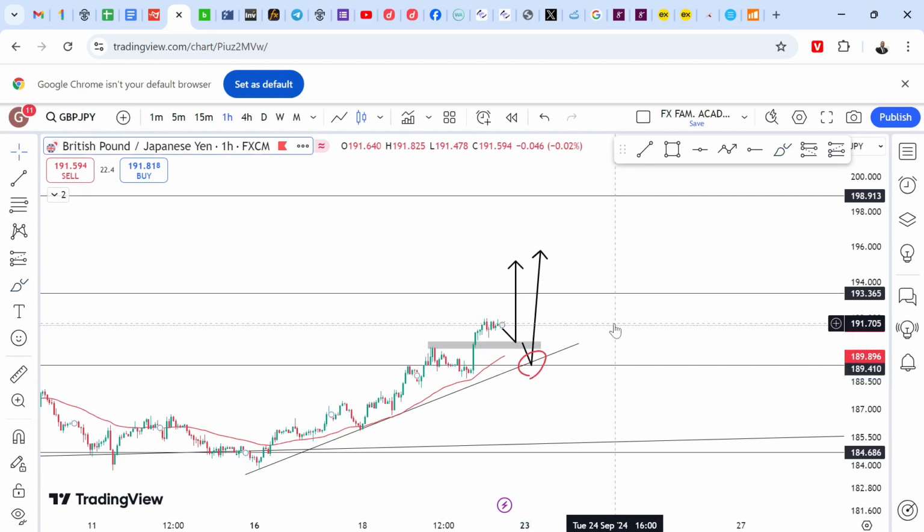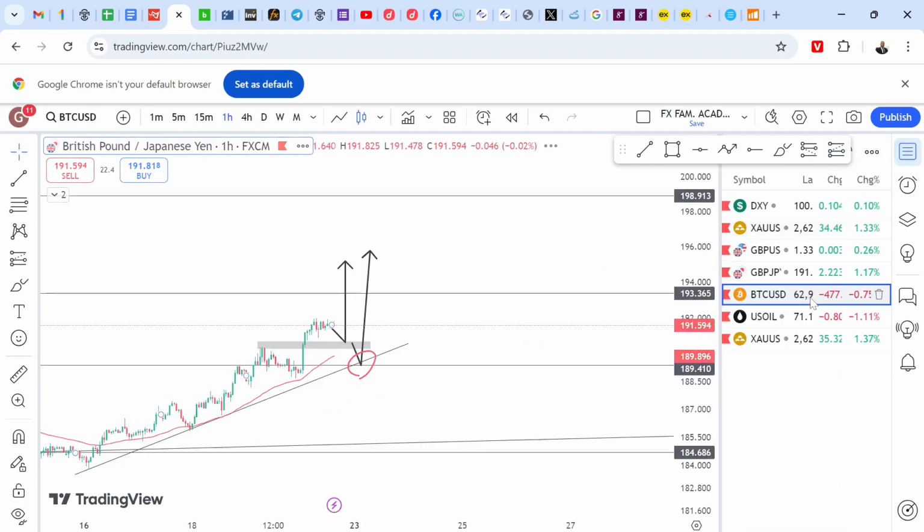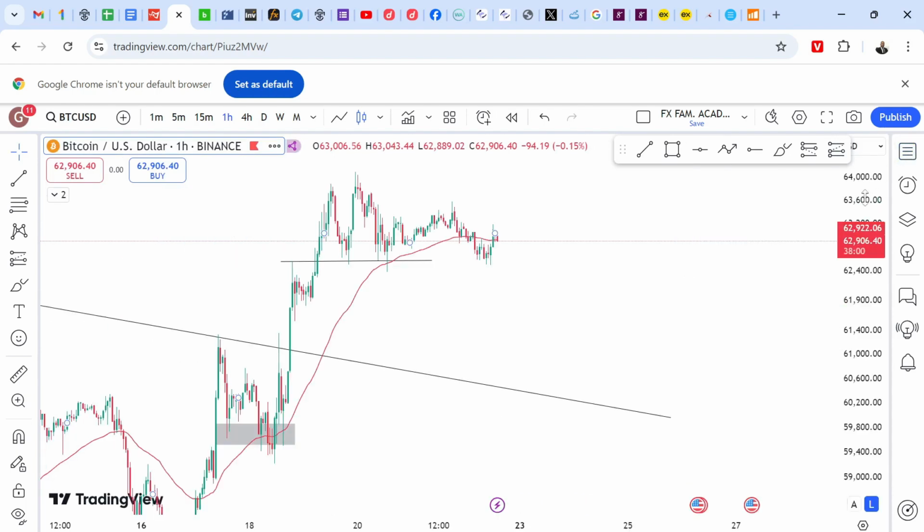I will just leave it at this. So this is what I'm looking at on GBPJPY. Okay, so let's quickly dive into Bitcoin. Let's dive into BTC. Let's see what's happening, right?